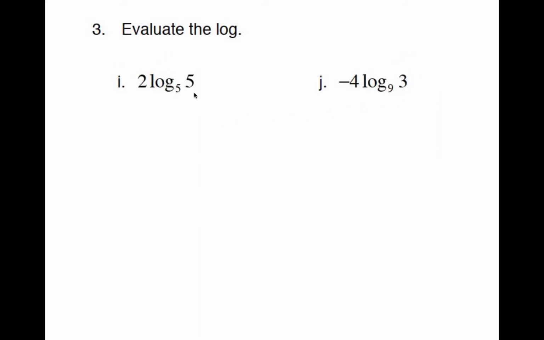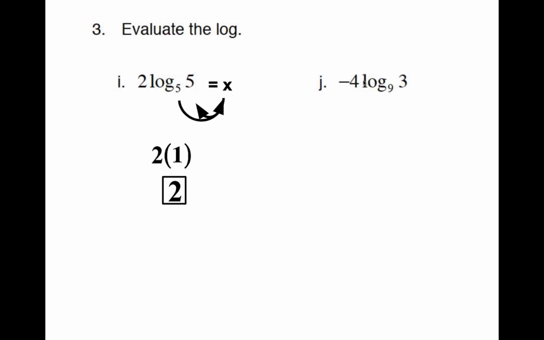For I, we have a 2 in front that's going to drop down and get multiplied to whatever this log is. So if you go 5 to what number is 5, this becomes 1. So 5 to the x equals 5, that is 1, and it's going to be 2 times 1. 2 times 1 is 2.